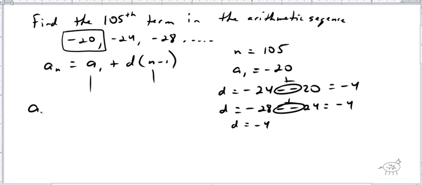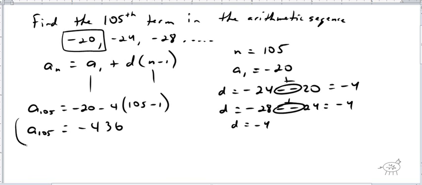So a sub 105 equals a sub 1, -20, plus d, so it's -4 times 105 minus 1. Really, really easy. Okay? So you get a sub 105 is equal to -436. Okay? Not too bad. Let's keep going here.